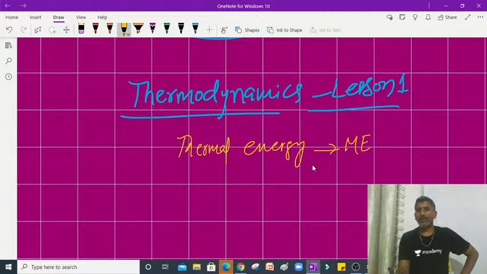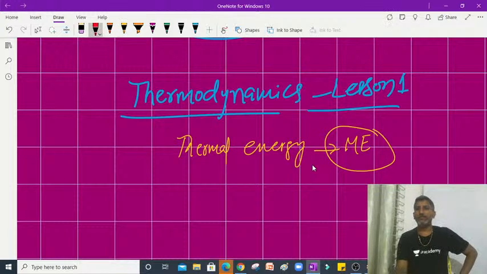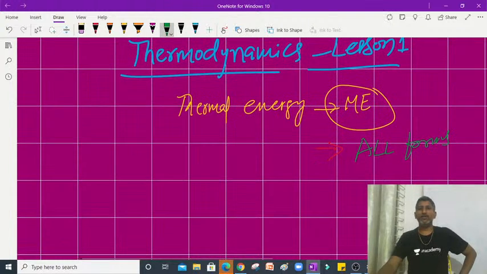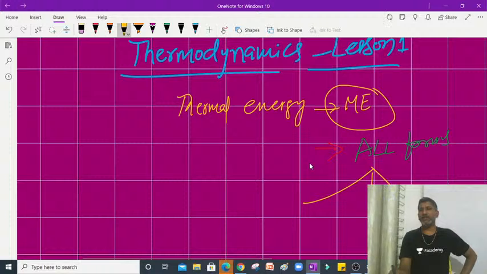Now it's not exactly only mechanical energy. As we know, there are different forms of energy in nature that we can encounter in our daily life. So this thermal energy can be converted into all forms of energy. What are the forms of energy we have? In general, many forms of energy we can see.